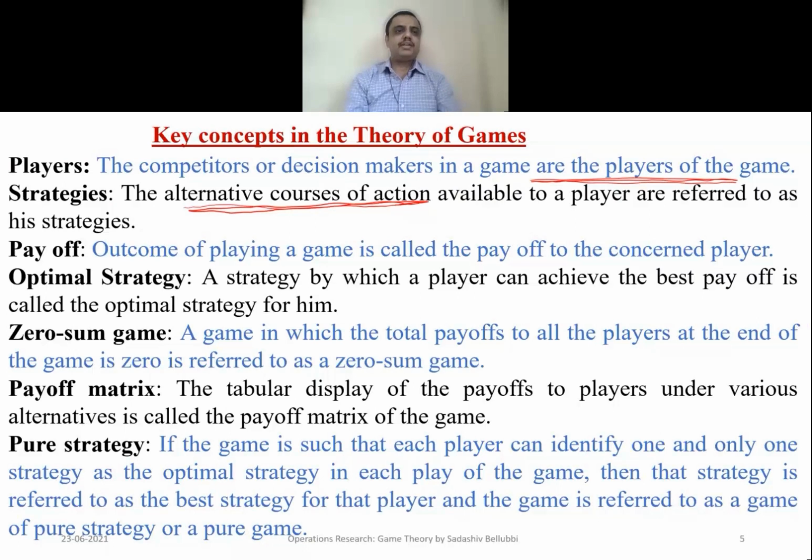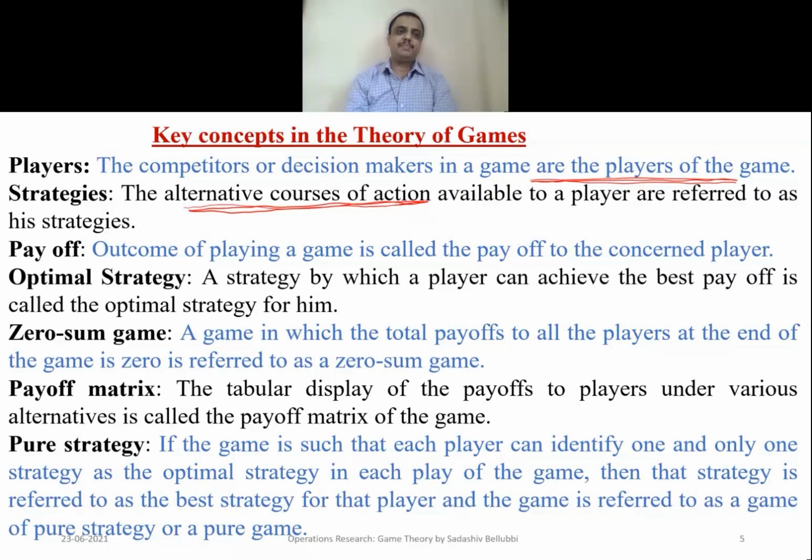Okay, next one is a payoff. The outcome of playing a game is called the payoff to the concerned player. Payoff, in the sense, is whatever number of points we get from each strategy, which we put in a matrix, that is a payoff matrix. So those numbers we call the payoff.